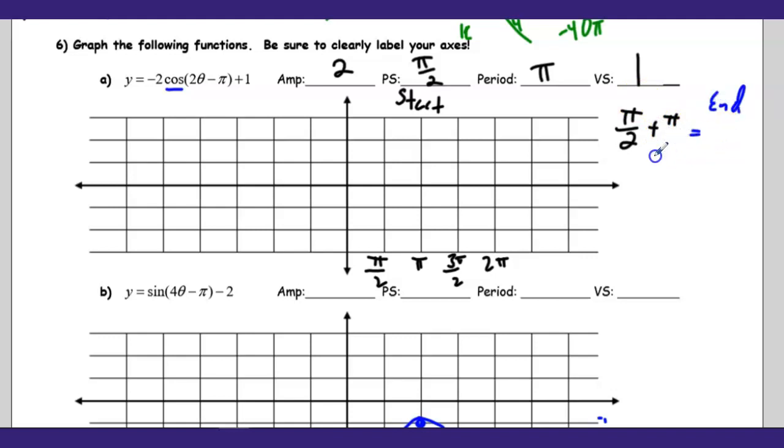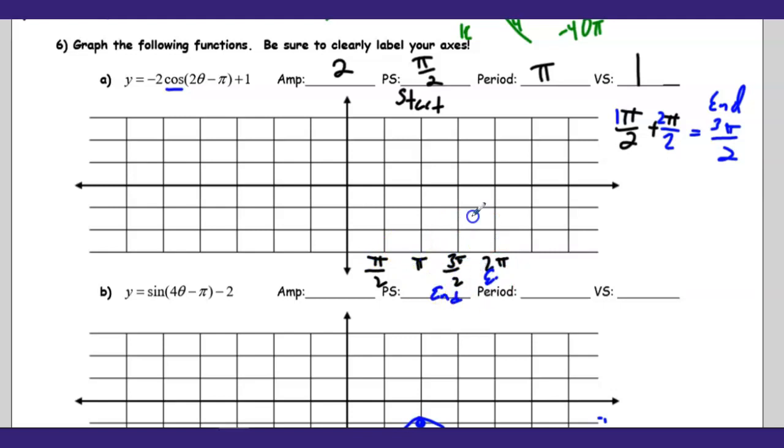So watch this. I need common denominators to add the phase shift and the period. If I put 2 down here, I have to put 2 up here. So 2 pi over 2. Now I have common denominators. So I have 1 plus 2 is 3. So 3 pi over 2. So I know this graph starts at pi over 2 and ends here. It's going to start here and end here.